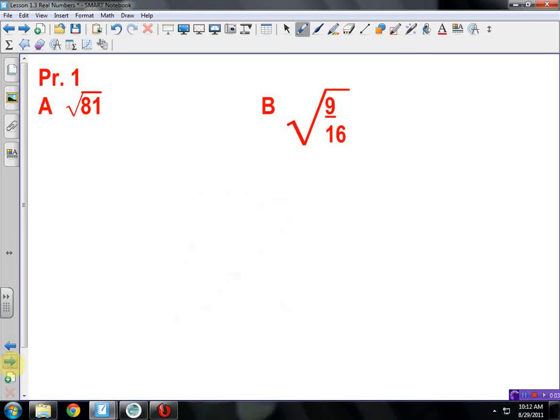All right, let's solve these two. All right, looking at part A, what is my radicand on this one? 81, okay? All right, and Eric, can you tell me what the answer to this is? 9, because we know 9 times 9 is 81. All right. Does anybody know the answer to part B? Yeah. 3/4.